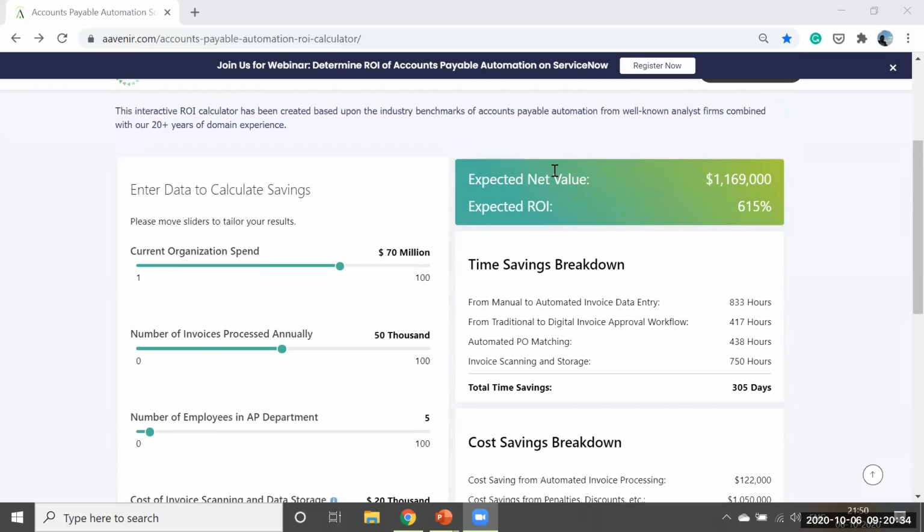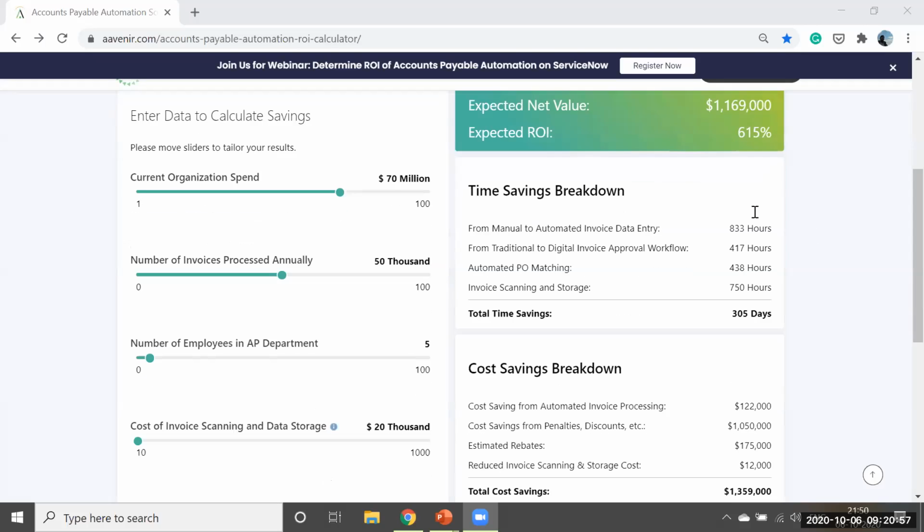So what you see on the right-hand side are the savings with the input data of $70 million and for 50,000 invoices that are processed by 5 employees in your AP department. So the expected savings in year 1 is going to be around $1 million, and the expected ROI is coming near about 615%. So let's break down how the savings are going to be achieved.